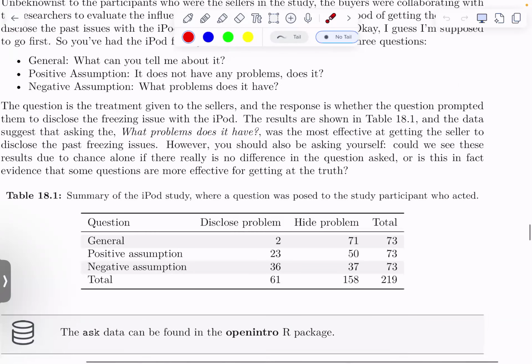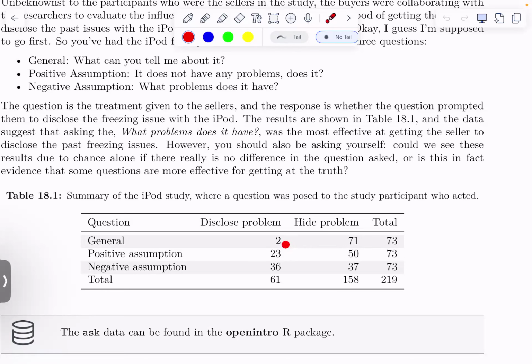Whereas if the buyer said, it doesn't have any problems, does it? Then what's interesting to me is that 23 out of the 73 who were asked that question said, oh, actually it froze 2 times in the past. And so that's an interesting contrast to me. What's another thing? Already our guts are saying, shouldn't these be more similar? And you're right, and that's what our test statistic is going to leverage.